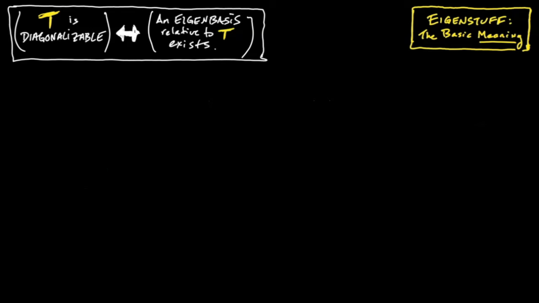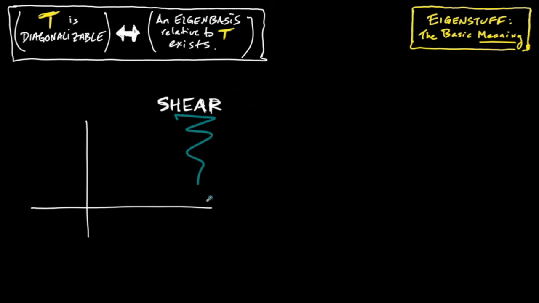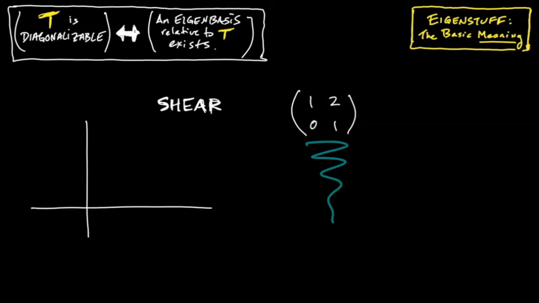Another simple example of a non-diagonalizable map is a shear. We worked with these frequently back in chapter 5 when we were talking about determinants. So let's think about the shear that is described by the matrix whose columns are (1, 0) and (2, 1). This is the standard matrix representation of our shear, which I guess I'll call S. So I could describe this matrix as the representation of the shear relative to the standard basis.